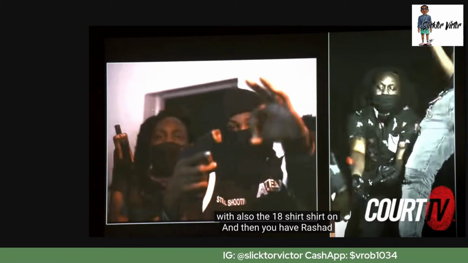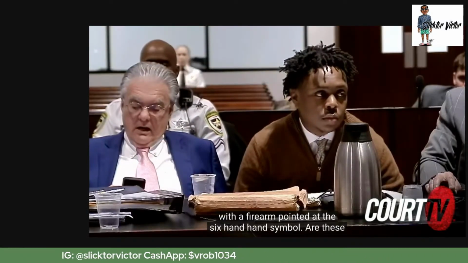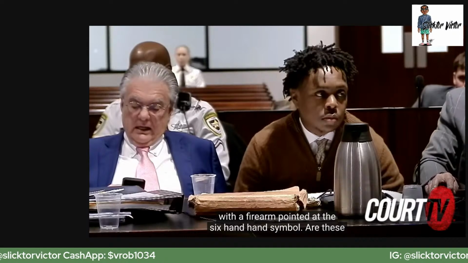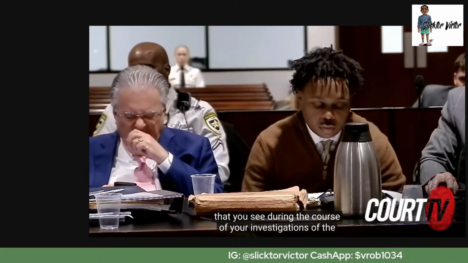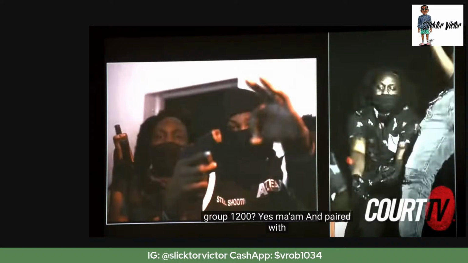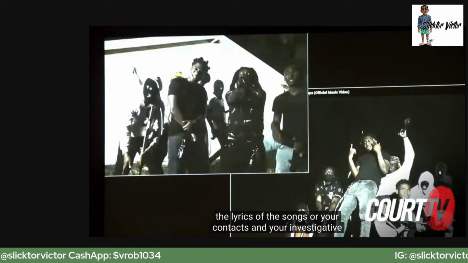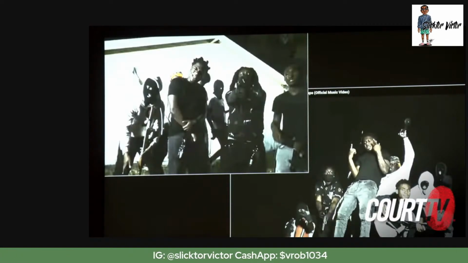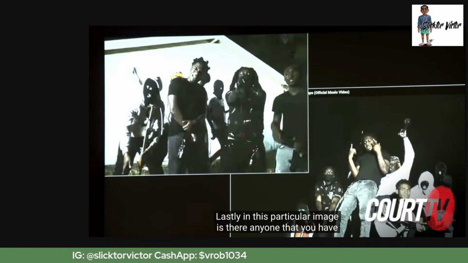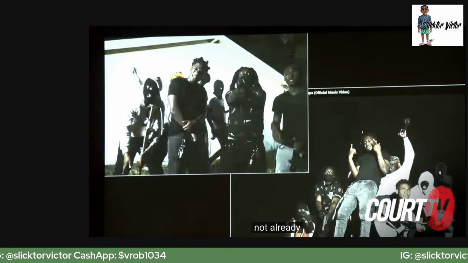Are these common depictions that you see during the course of your investigations of the group 1200? Yes, ma'am. And paired with the lyrics of the songs or your contacts and your investigative work, is this meant to be a message to 6 block? Yes, ma'am. Lastly, in this particular image, is there anyone that you have not already identified as a gang member or known gang associate? No, ma'am. We've already identified everybody.